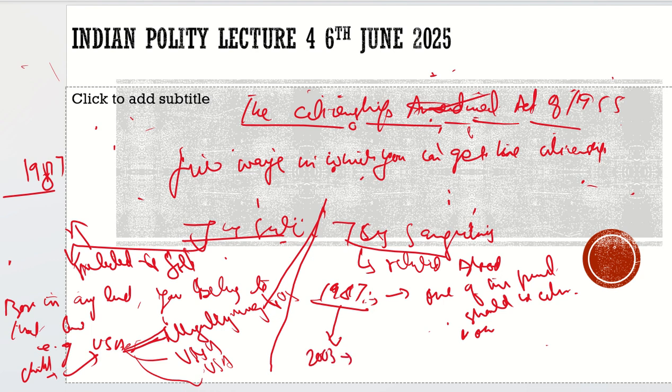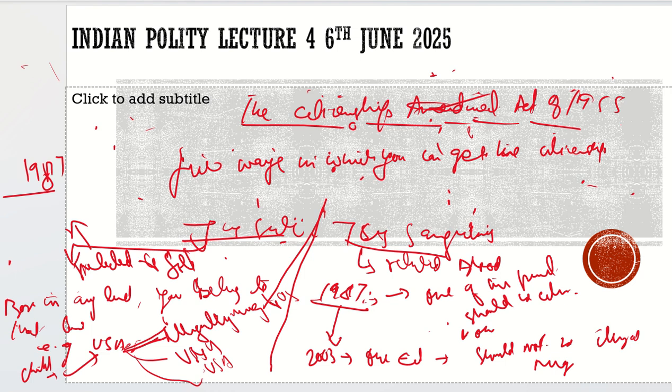In 2003, the status changed. What point was changed? That one of the parents should be a citizen, and the other parent should not be an illegal migrant. So we made it very much clear here. And in USA, if you are born in USA and you belong to any state, you are a citizen of the USA. Donald Trump tried to change it, but he could not, because an amendment in the US constitution is not that easy.